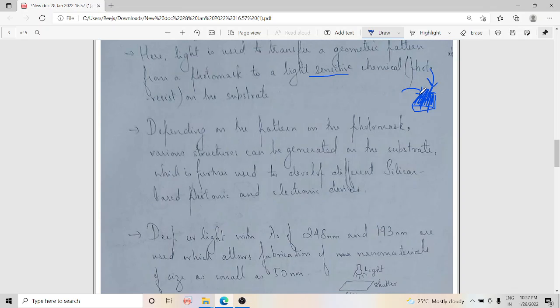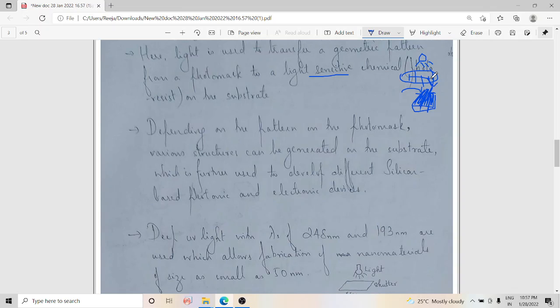Now, we have a substrate, the silicon wafer on which the image has to be printed, and on top of that the photoresist. Now we take the light source. Now the light from the light source is allowed to pass through something called the photo mask.